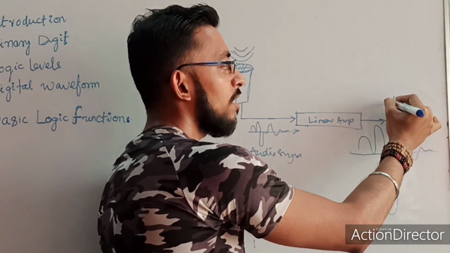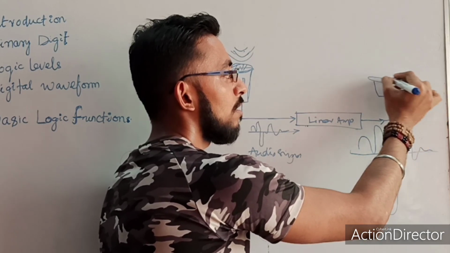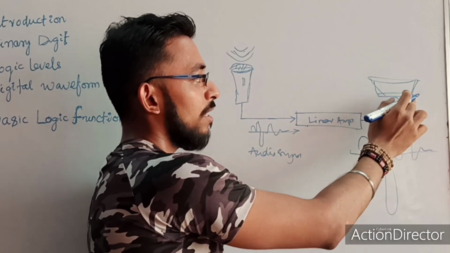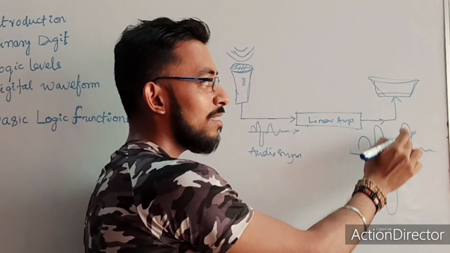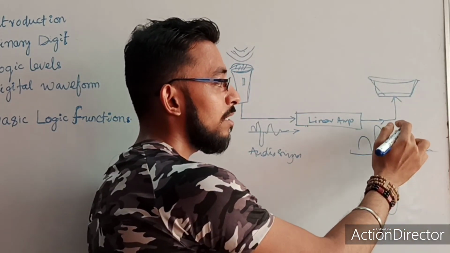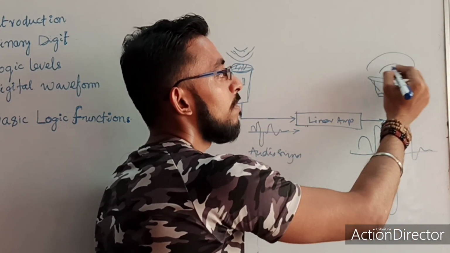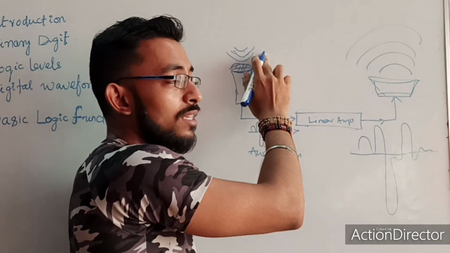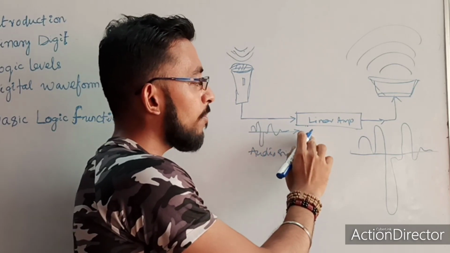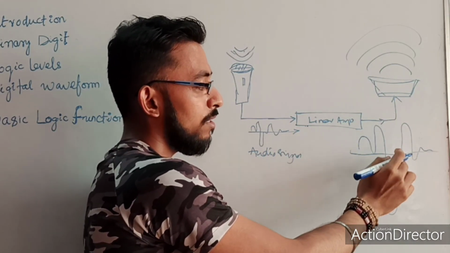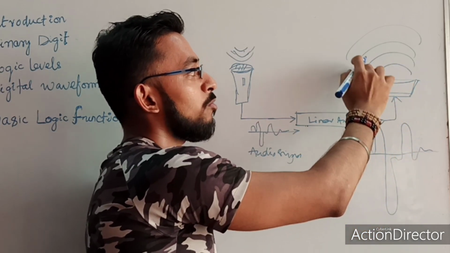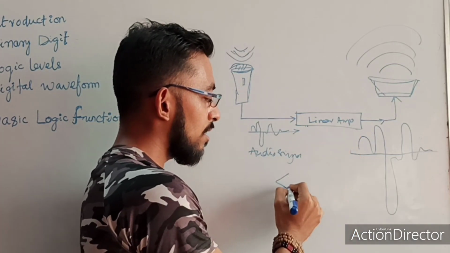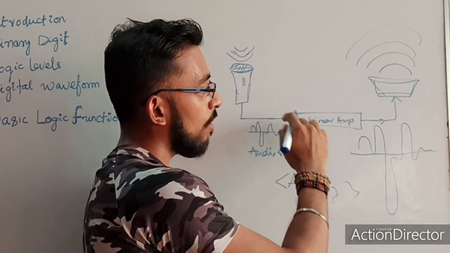Then we are going to use a loudspeaker. It is again a transducer, which will convert my electrical signal into an acoustic signal, that is, a sound wave with high energy. Because the singer is singing with a very low amplitude, after putting in this linear amplifier the amplitude is increased. Now the output of the loudspeaker is very high, so a large audience can hear it. So this is one process for an analog signal.